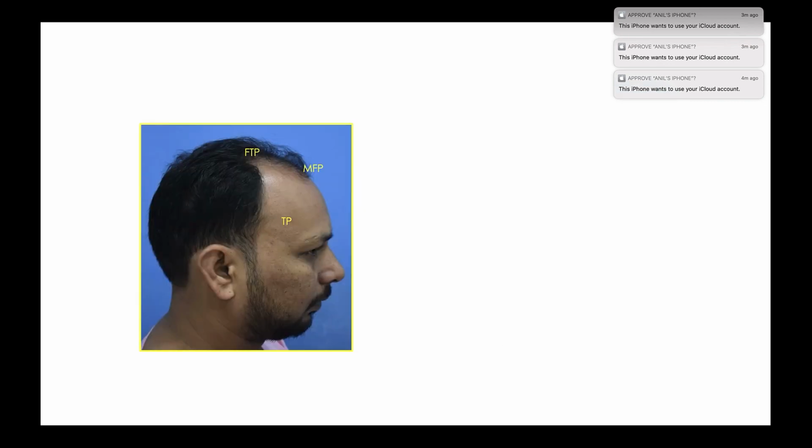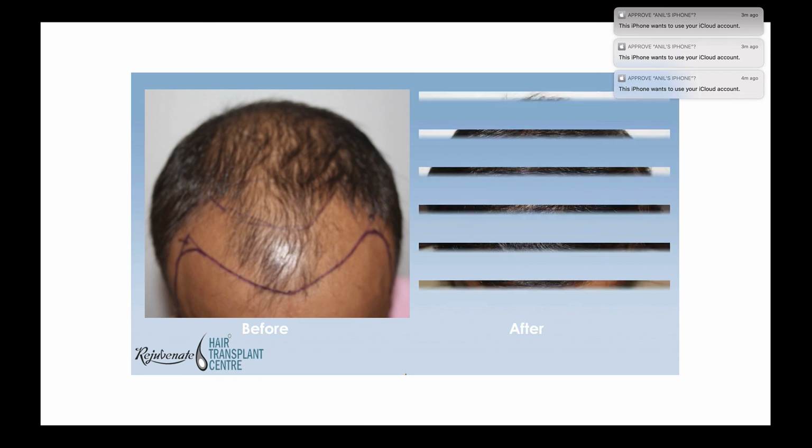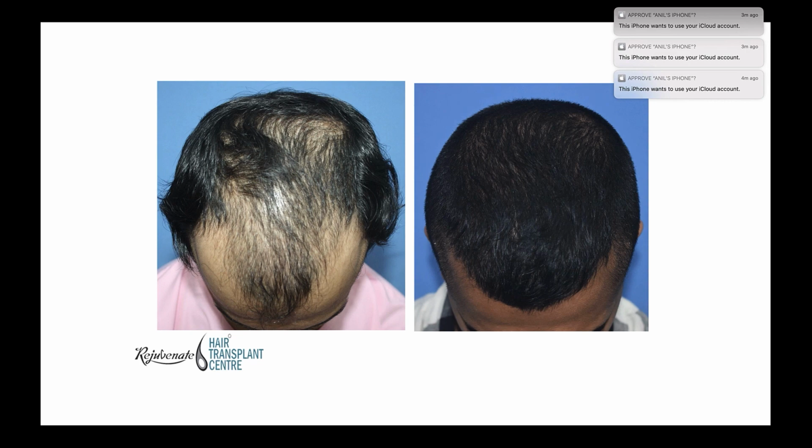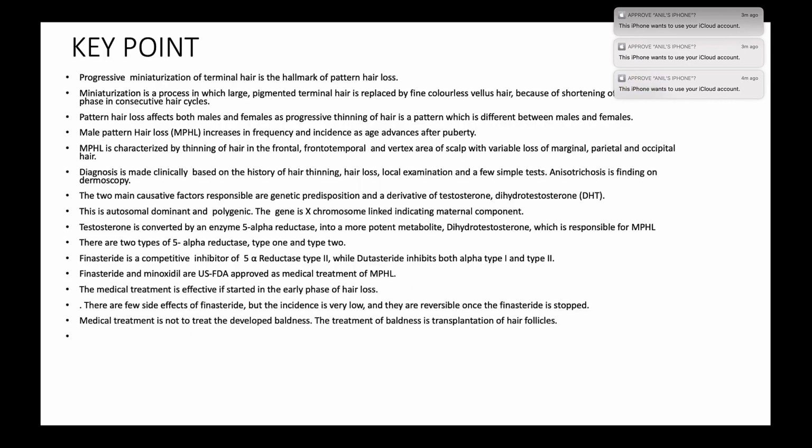Let's understand what happens in AGA. There is a receding, a deepening of frontotemporal recession. So you need to put it back in the same proportion. That's what has been done in this case. This is another case. So let's revise the entire chapter of pattern baldness.